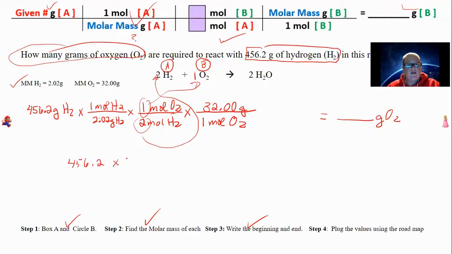456.2 times 1 divided by 2.02 times 1 divided by 2 times 32.00 divided by 1 equals, and that is 3,613 grams of oxygen.